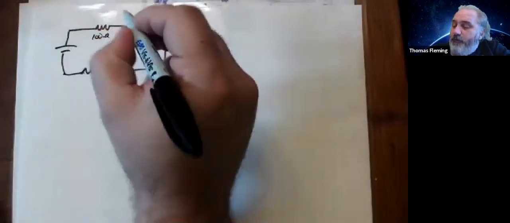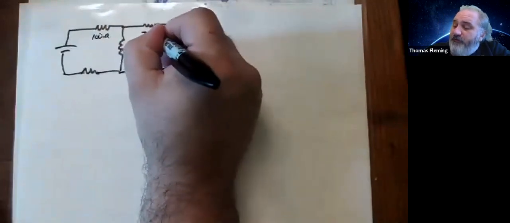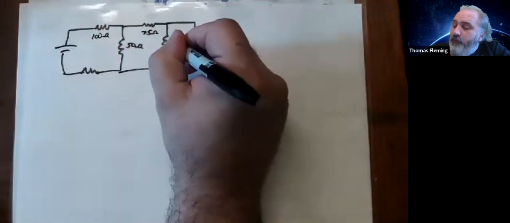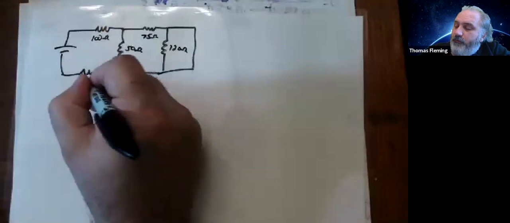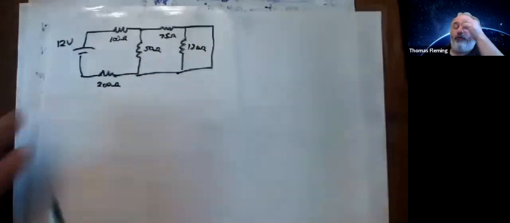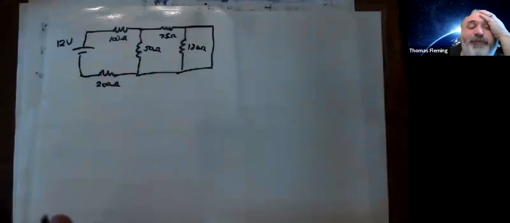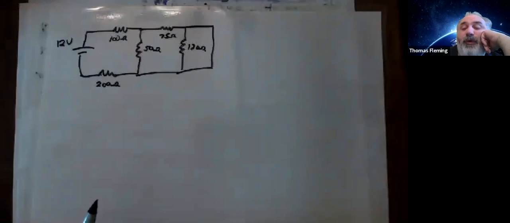So what's going to happen here? Let's imagine this is 100 ohms, 50 ohms, 75 ohms, 120 ohms, 200 ohms, all connected to a 12-volt battery. So what's going to happen in this circuit? Well, one thing that I did was I built in a short circuit into this particular circuit just to see what would happen.